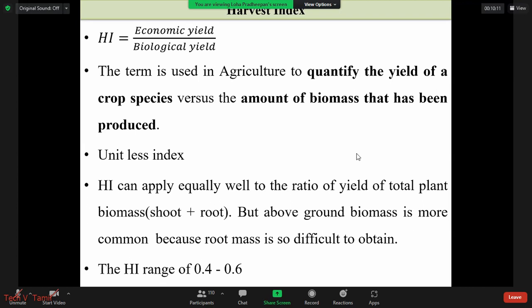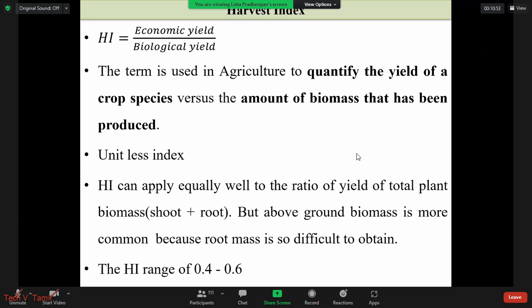Then the second parameter is leaf weight ratio. Here the leaf weight is divided by the plant total dry weight. That is the leaf weight ratio. So here also we don't have a unit. Then the third parameter, harvest index. Economical yield over biological yield gives the harvest index. This is the third parameter we are measuring. This also does not have a unit.